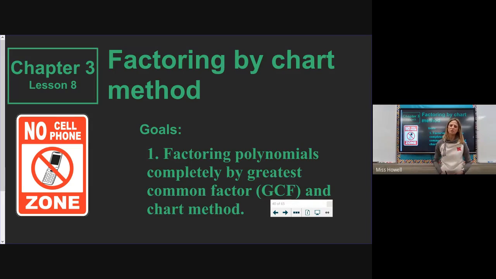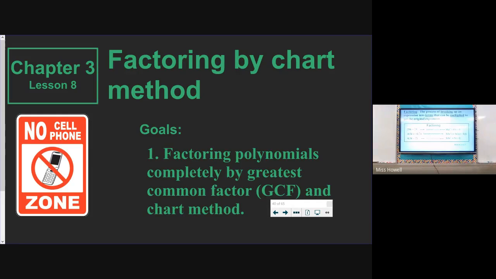Hi, and welcome back to Algebra 1. Our goal for today is to continue working with factoring completely when the degrees on our polynomial are 2 or higher, and more specifically when I give you a quadrinomial to start, which is the simplest of these. I have to factor by GCF and chart method problems.